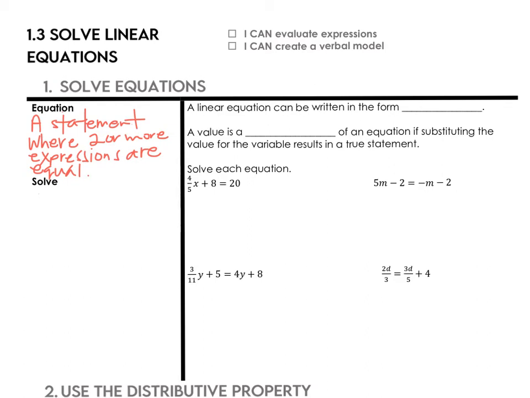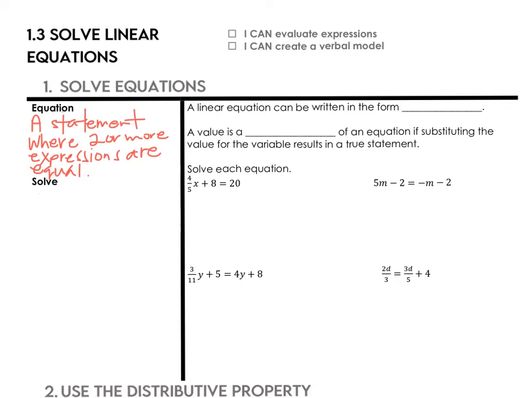Lesson 1.3, Solve Linear Equations. I think we mixed up the I can statements on this one. In this problem, we should say I can solve equations and I can solve verbal models. So we'll put expressions, we'll just make those equations, and then instead of create, because we did that in 1.2, we'll actually solve in 1.3.